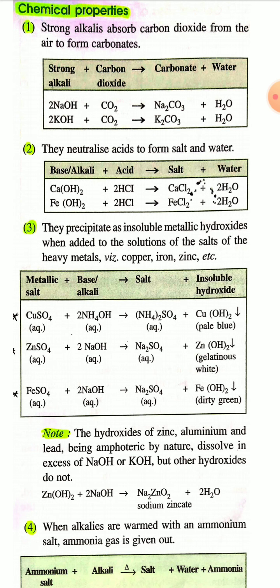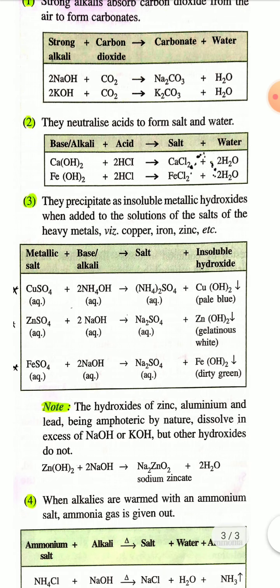For example, when an aqueous solution of copper sulfate, CuSO4, reacts with ammonium hydroxide, that is NH4OH, so CuSO4 plus 2NH4OH, it will form ammonium sulfate, an aqueous solution of ammonium sulfate, formula (NH4)2SO4, and a pale blue precipitate of copper hydroxide. The color of copper sulfate solution is blue, but when it reacts with ammonium hydroxide, it will form a pale blue precipitate of copper hydroxide. I have told the chemical reactions also.